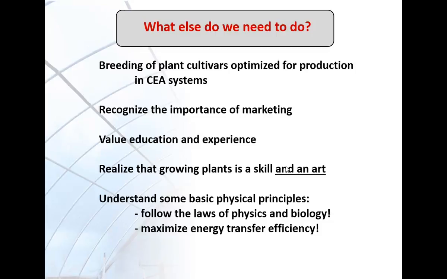Finally, to understand some basic physical principles, we must follow the laws of physics and biology. We cannot break them in the design and the attempted operation of any of our systems. And ultimately, to understand a bit about energy transfer efficiency, that is, heat and mass transfer, the efficiency of converting one form of energy into another so that we can have a process occur. Classic example is photosynthesis, collecting solar energy and converting that into production of biomass, green matter, and harvestable product.